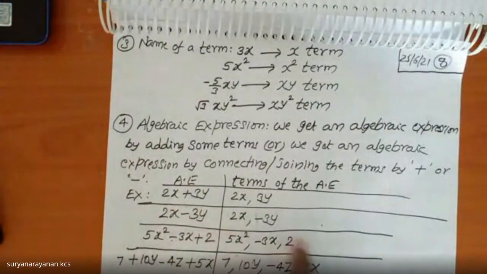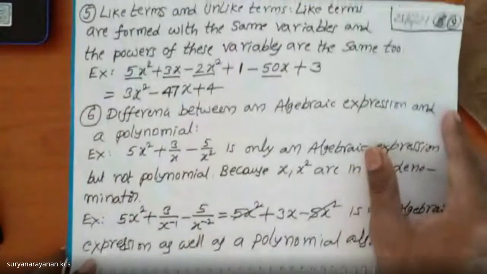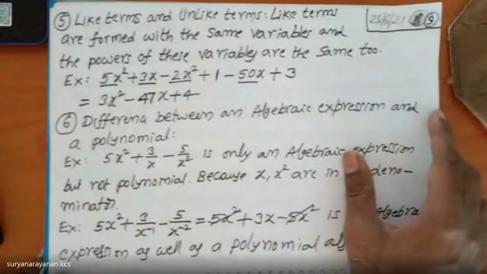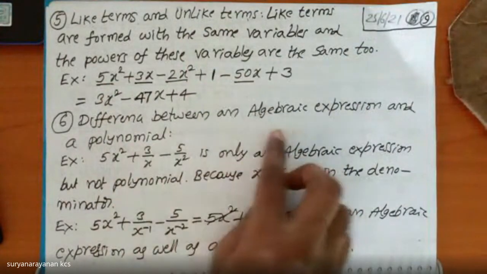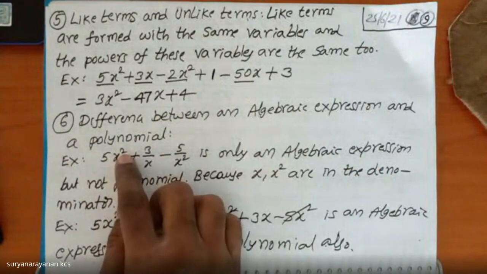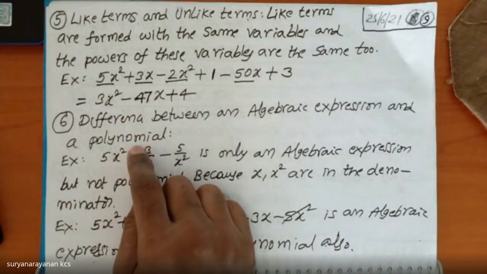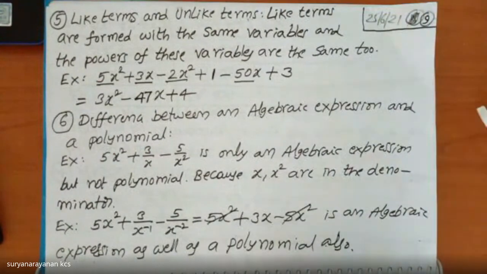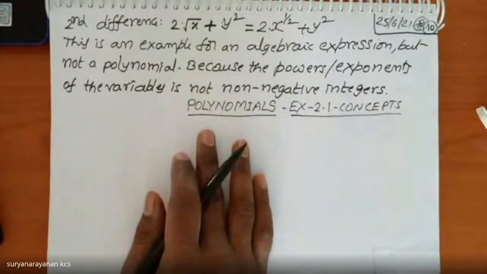Okay, my children, in these examples I have explained it clearly. Next one, like terms. What are called like terms? What are called unlike terms? I have explained by some examples also. Next, the difference between an algebraic expression and a polynomial. Every algebraic expression cannot be a polynomial, but every polynomial is an algebraic expression. Okay, my children. Now, today we discuss some more points on polynomials.